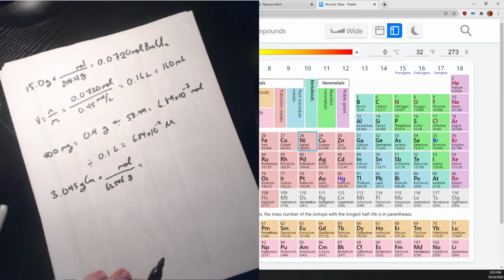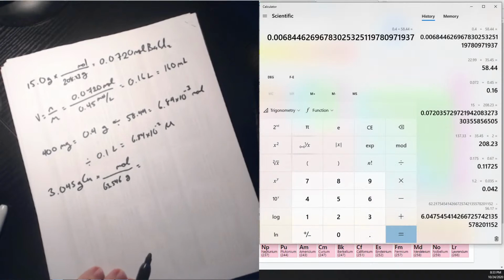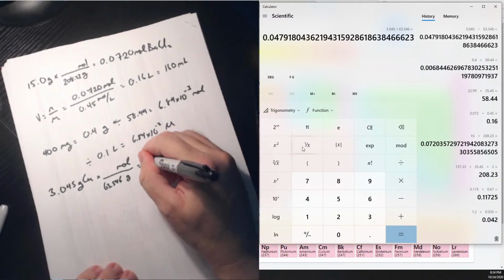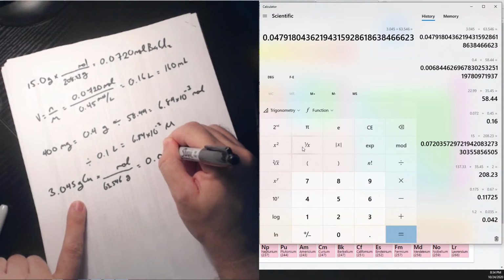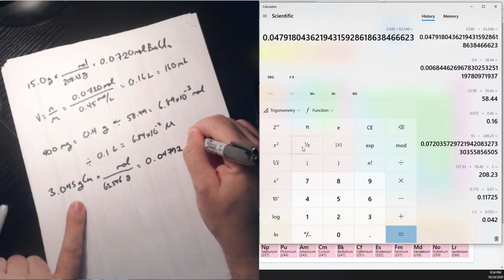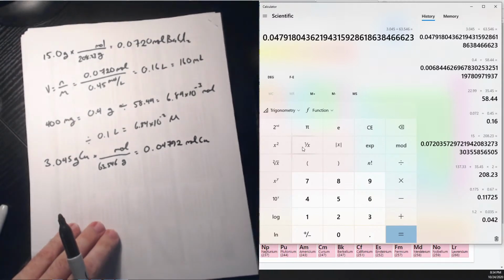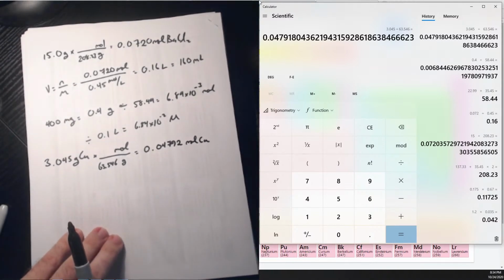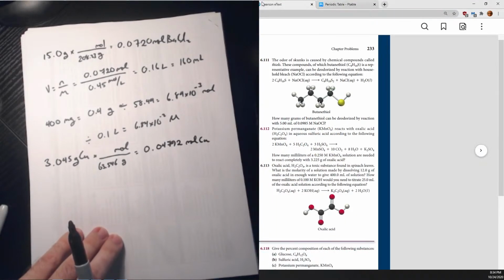How many moles of copper is that? 0.04792 moles of copper. All right. So there's our moles of copper. And we have a volume of our solution. Yeah, 50 mils. All right.